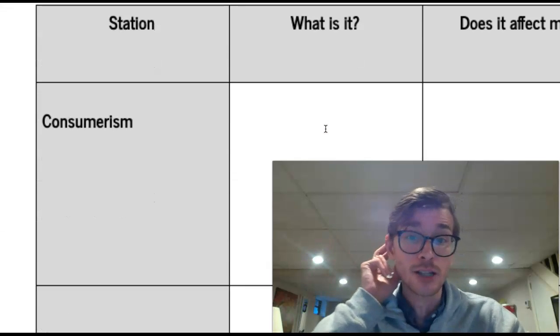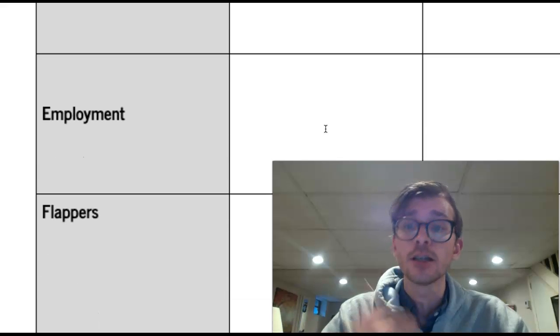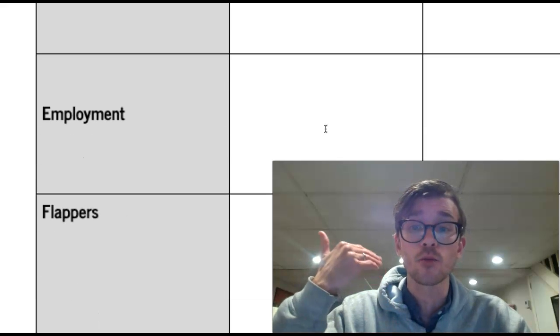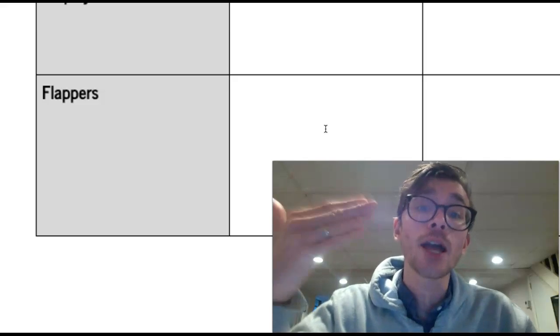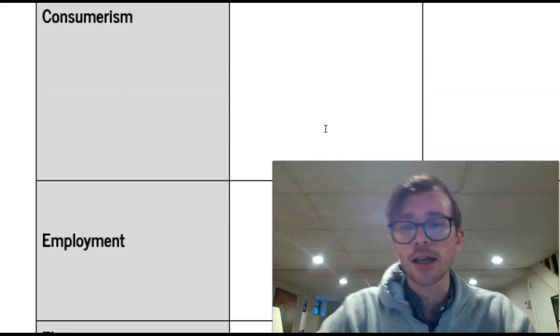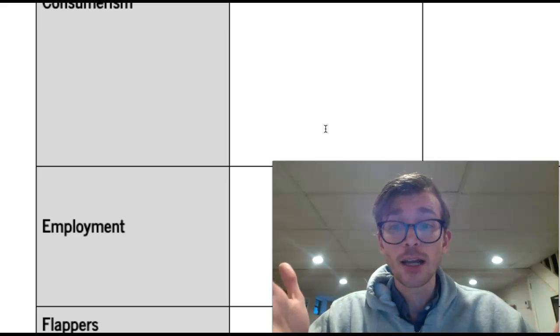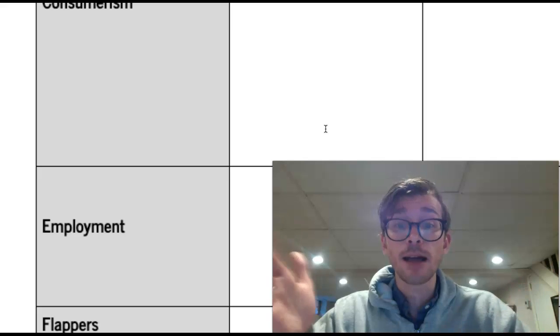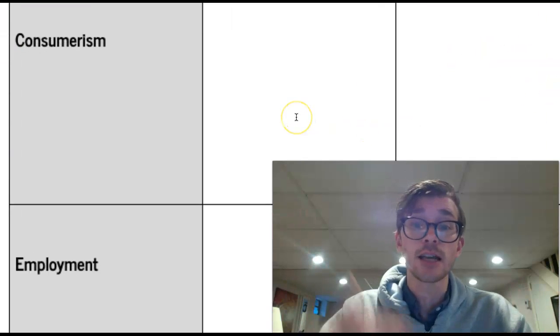Consumerism, which is talking about the middle class. How does it affect your character? What is it? And explain using evidence. Employment, women getting the right to work, and flappers. How does it affect you and your character? I don't want it to be like, this is 2020 and it affects me. I want it like, this is my character, the 19-year-old in the 1920s, and this affects it this way and this way.